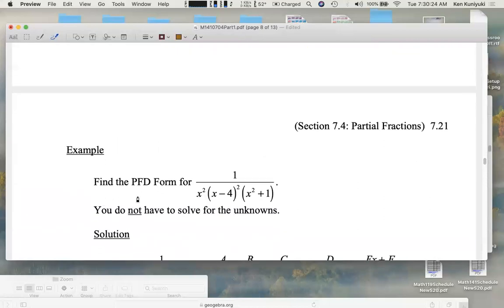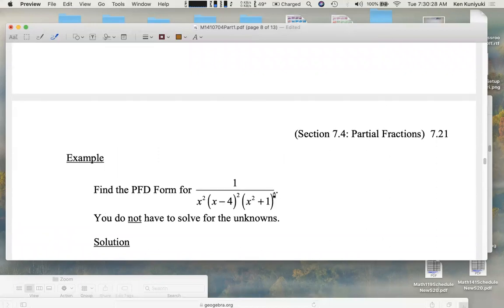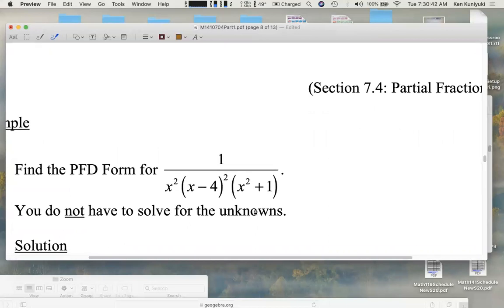All right. Find the PFD form for this over here. It's a bit too involved for us to find the actual PFD, but let's find the PFD form. And what do I even mean by that? It means that we don't have to solve for the unknowns. Here's the idea. What are these guys? X squared is what? Repeated linears. This guy here is what? The square of x minus 4. Also, repeated linears.